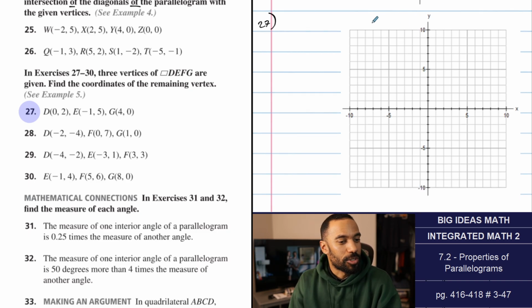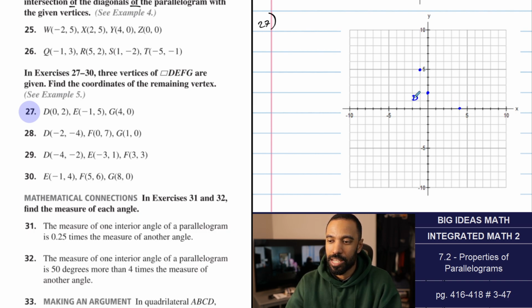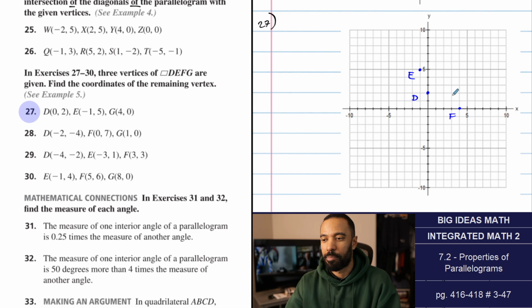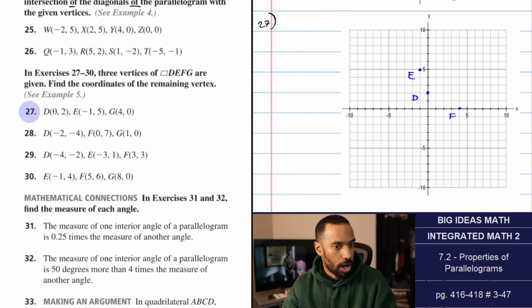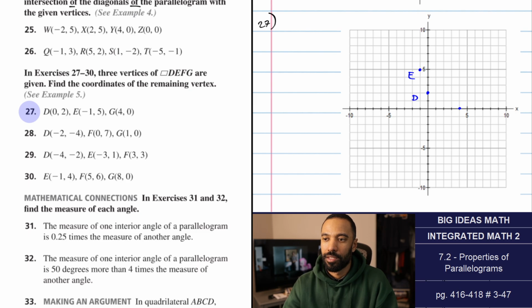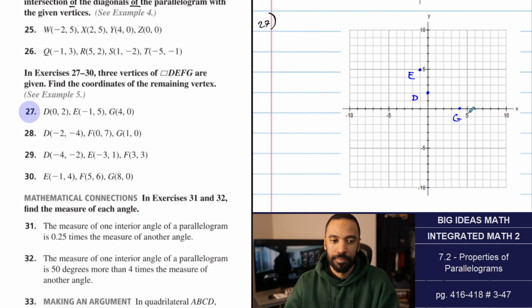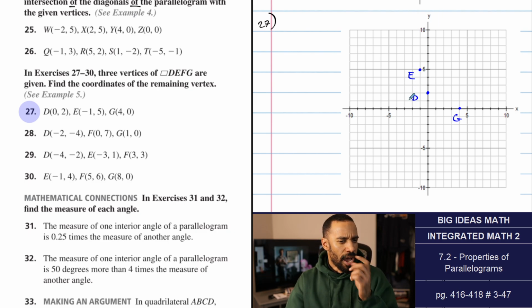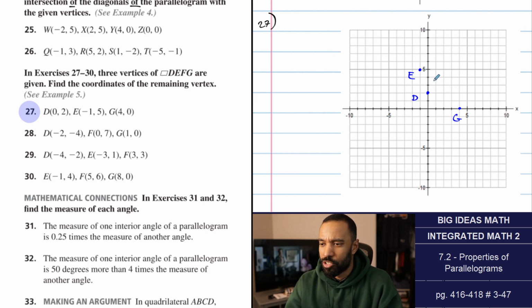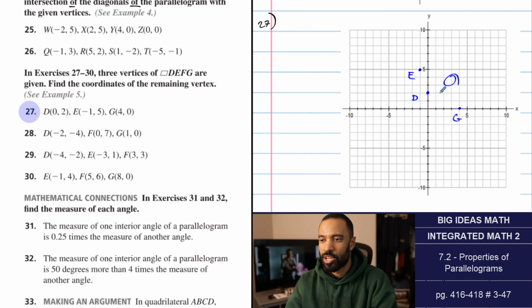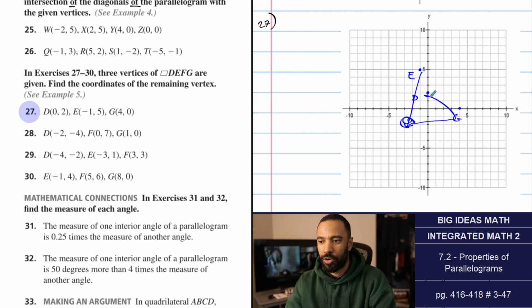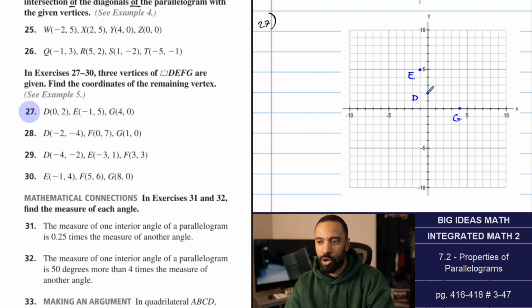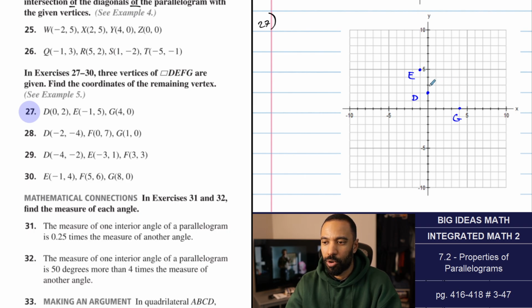Number 27: D is at (0, 2), E is at (-1, 5), and F is at (4, 0). D, E, F, G. Because of the nature of a parallelogram, we need to find the last missing point, G. I assume that's what we're trying to find, the remaining one, D, E, F, G. It's going to be somewhere over here, right? It's not going to be in this area. That's not a parallelogram right there.